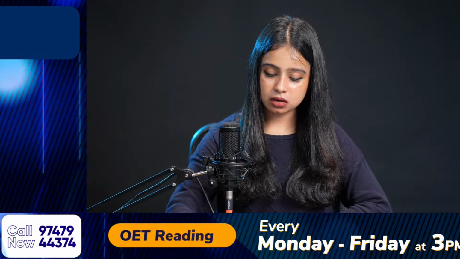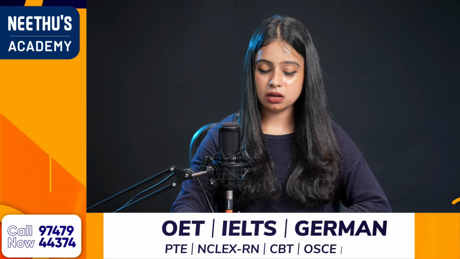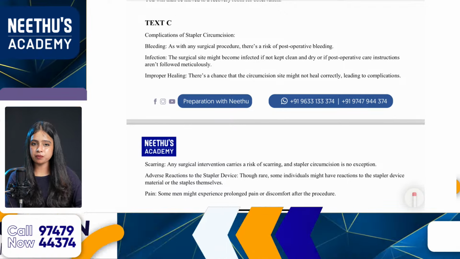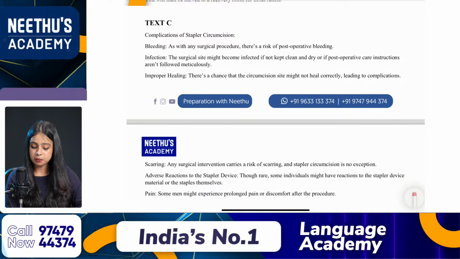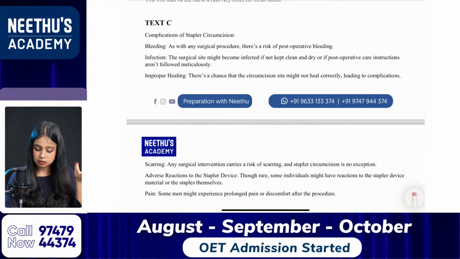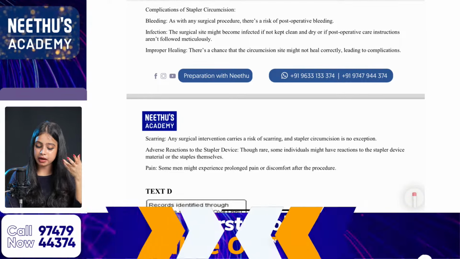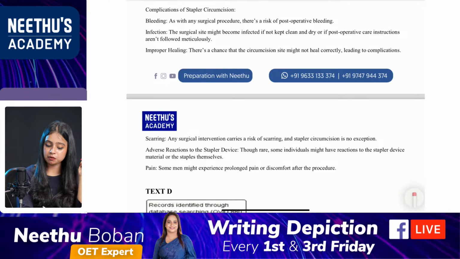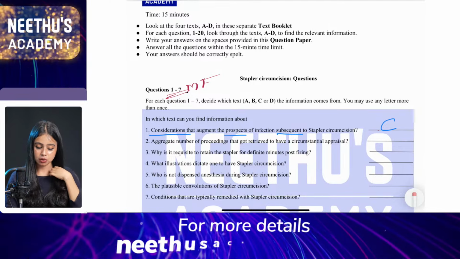Okay, text C. Yes. See, complications of stapler circumcisions. Okay, so what are the factors? Any idea? So factors that can increase the chances. See, so one is because of bleeding, then infection, proper healing, scarring, then adverse reactions to the stapler device, then pain. So a lot of factors mentioned, complications mentioned here in connection with stapler circumcision. So answer should be from text C. Okay, prospects of infection. Very good. Okay, so those are the keywords, right?